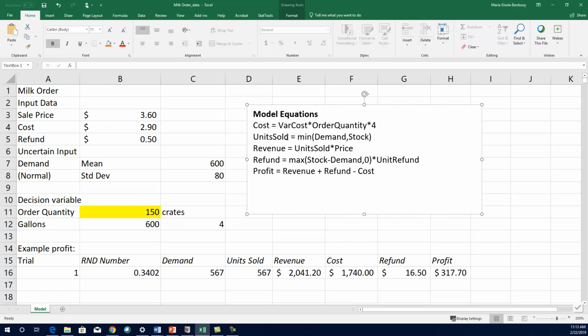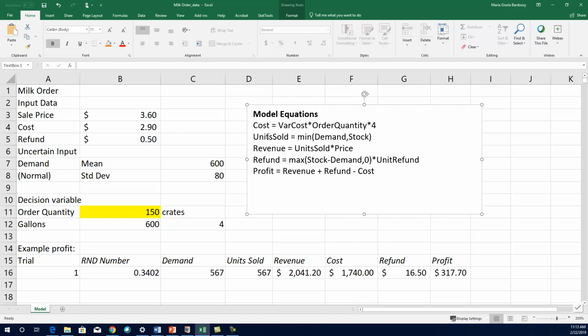Then I have the number of units sold. Now, it's tempting to think that the number of units sold is going to be equal to demand. But that's not really true, because if demand is greater than the number of units that she has in stock, then she's not going to be able to satisfy demand. There's going to be some unmet demand, and the units sold are going to be capped by the actual stock. So units sold is actually the minimum between demand, whatever that demand is, and the stock quantity.